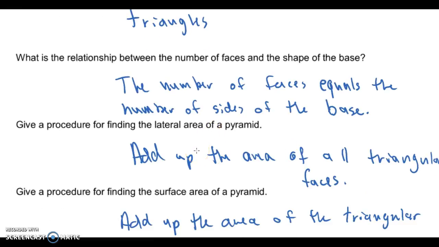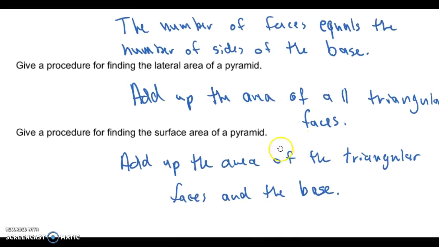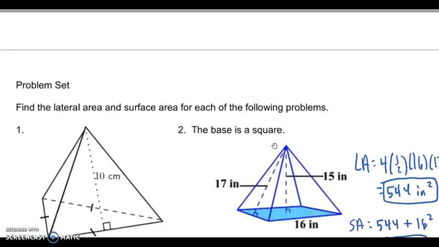And our procedure for finding a lateral area, in prisms we found all the rectangles that weren't the base. In pyramids we're going to do the same thing, but now we're looking at the triangles that aren't the base. And then for surface area, we're just going to add in whatever the area of that base happens to be to the lateral area to give us a total surface area.